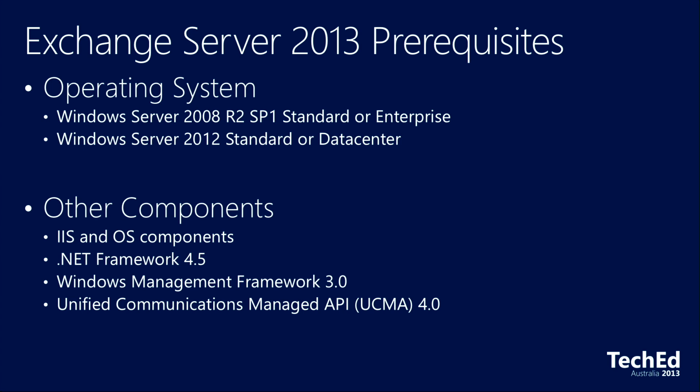And the Unified Communications Managed API is now required for all server roles as well, as the components are split between CAS and Mailbox right now. All of those components, except for UCMA, are included in Windows Server 2012 and would not need to be downloaded separately. UCMA still needs to be downloaded separately, though, so regardless of the OS you're using, you'll still have to go get that separate download.